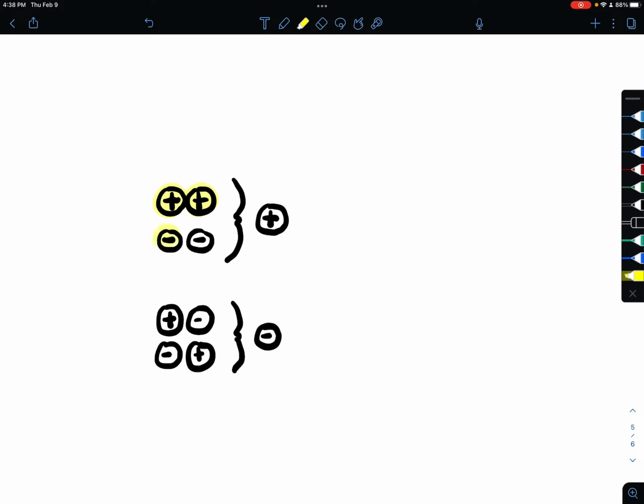Or if it's 2 negatives, I'm going to take away weights. If I take away weights, this is always going to go up. However, if I add weights, it's going to go down. Or if I take away balloons, it's also going to go down. So there you have it. The signs for multiplying integers.